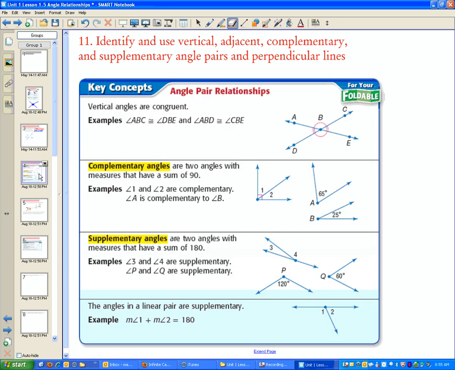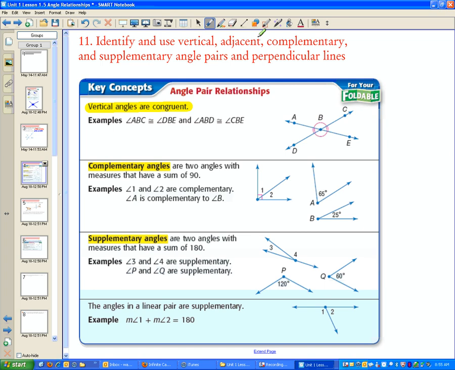More terms. You know these terms. First, vertical angles are congruent. Okay, I'd already mentioned that, but there it is. That later on will be a theorem, which is basically a law of mathematics that is proven to be true. Okay? Vertical angles are congruent.